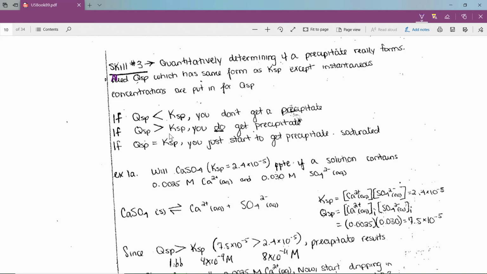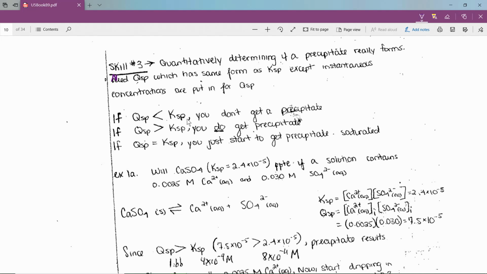So there's three possibilities. If QSP is less than KSP, well, you don't get a precipitate. The system is still unsaturated. If QSP is greater than KSP, you do get a precipitate. And if QSP just equals KSP, you just start to get the precipitate. Okay, so that is our set of conditions.